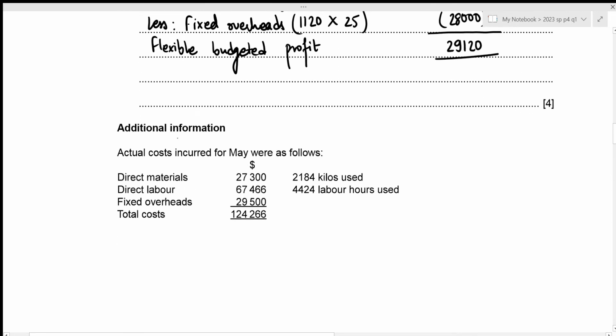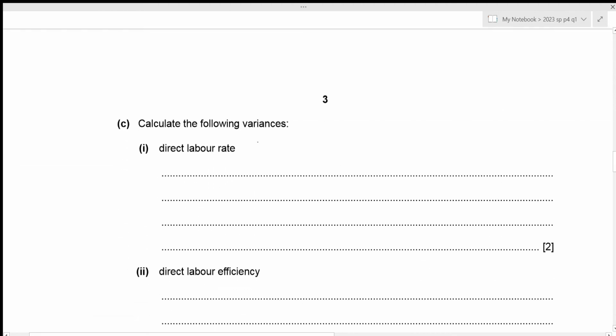We're given additional information. So these are the actual costs incurred for me. We have our direct materials, direct labor, and fixed overheads. Let's have a look at our question. Now we need to calculate the following variances. So the very first variance we need to calculate is direct labor rate, which means that we're just comparing the rates, and that is between the actual rates and our budgeted rates, right?